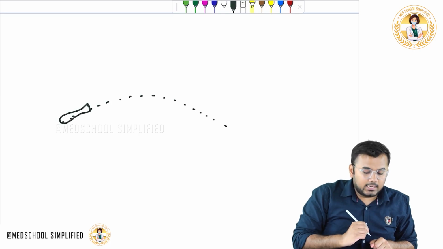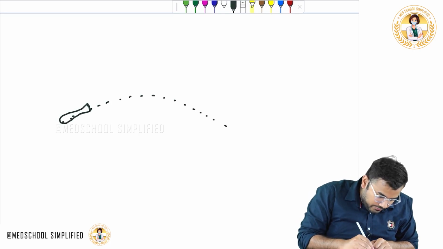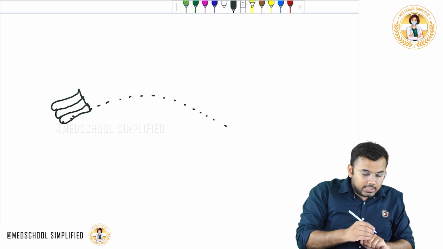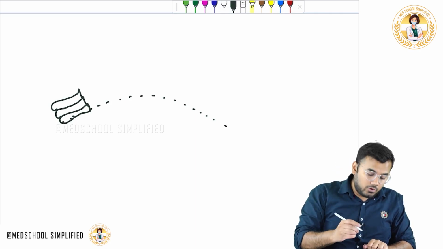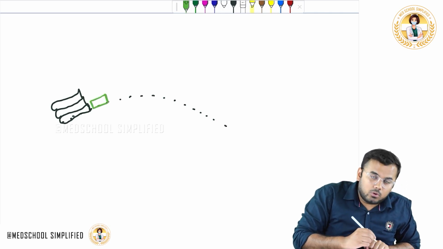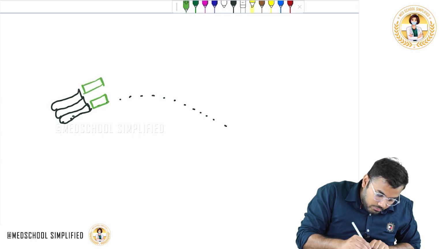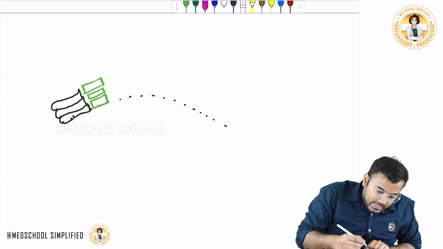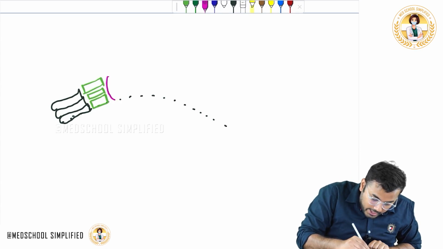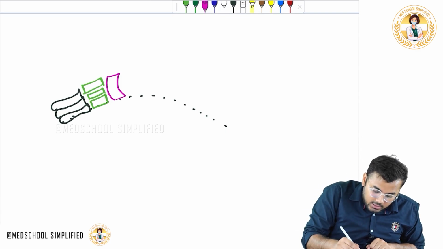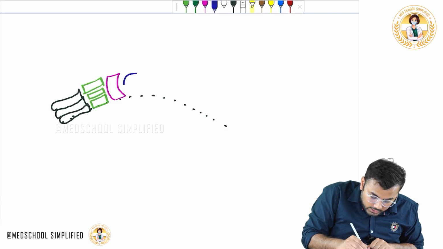So here you know that these are your metatarsals, right? This is your first metatarsal, this is your second metatarsal, this is your third metatarsal. These are the three metatarsals. Just behind your metatarsals, you have got cuneiform bones. Let us say this is your medial cuneiform bone, this is your lateral cuneiform bone, and this one is your intermediate cuneiform bone. Exactly behind that we have got a bone called the navicular bone.